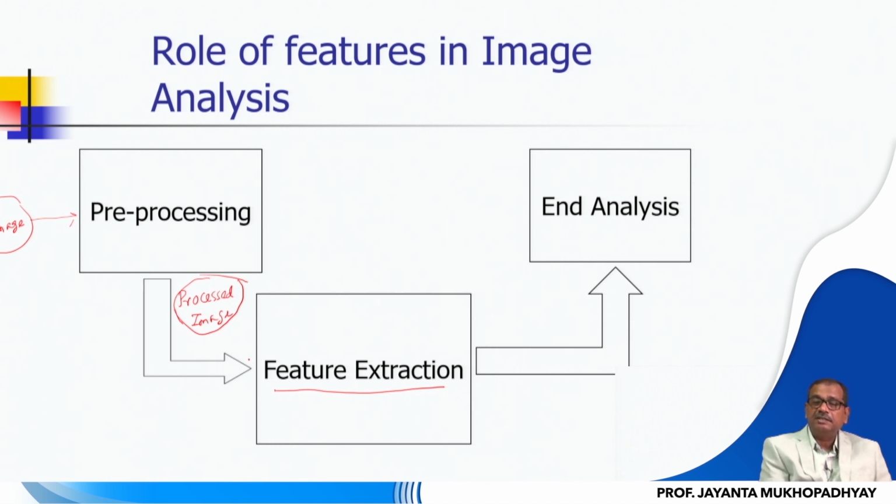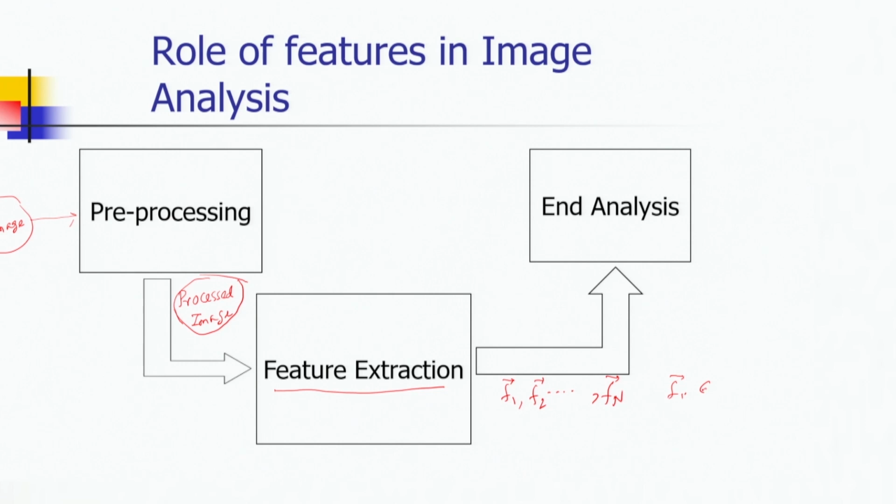Then this processed image is used in the computation module where feature extraction is done. There we get a set of feature vectors. Let me represent this set of feature vectors as f1, f2 to fn, and each would be some multidimensional vector. Their dimensional space may not be identical, but for simplicity let us assume that all of them are represented by the same dimensional space. That means all of them are elements of the real space, n-dimensional real space.